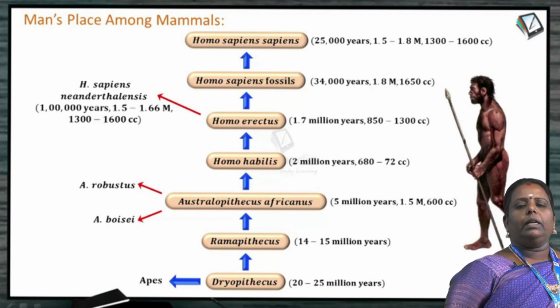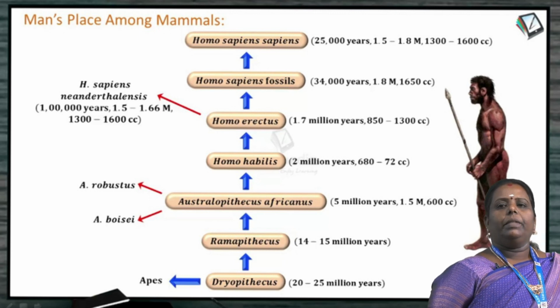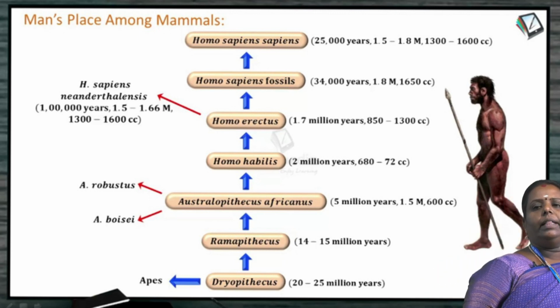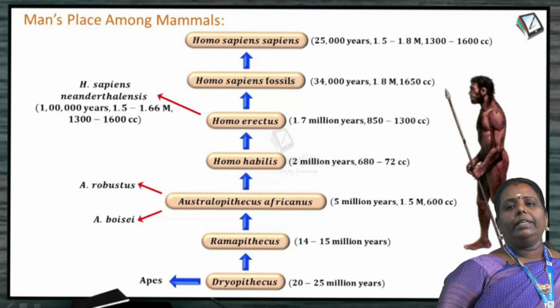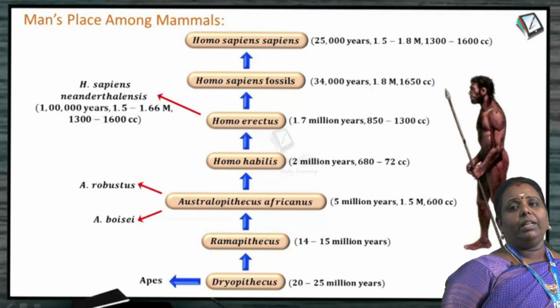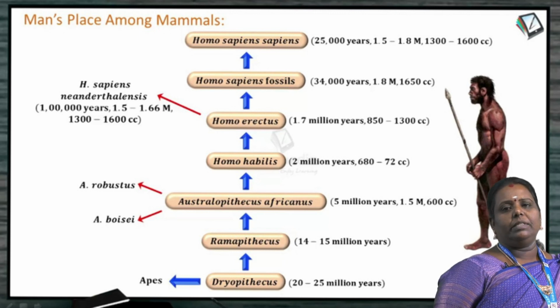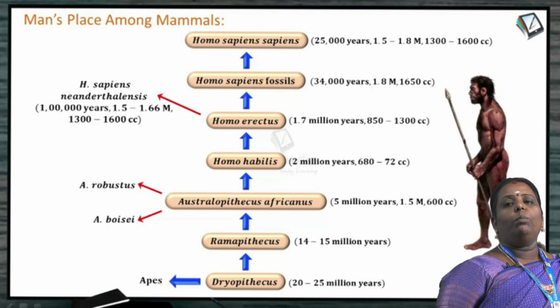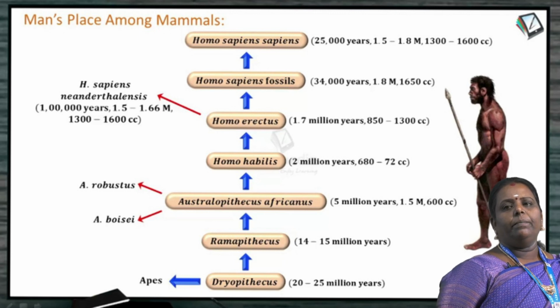After that developed the person called Australopithecus, that means 5 million years ago. At that time we identify 1.5 meter height and 600 cc. That's very important. Why did they note the 600 cc? That is the brain capacity. Another one is Homo habilis, living 2 million years ago, who also had a brain capacity of about 72 cc.